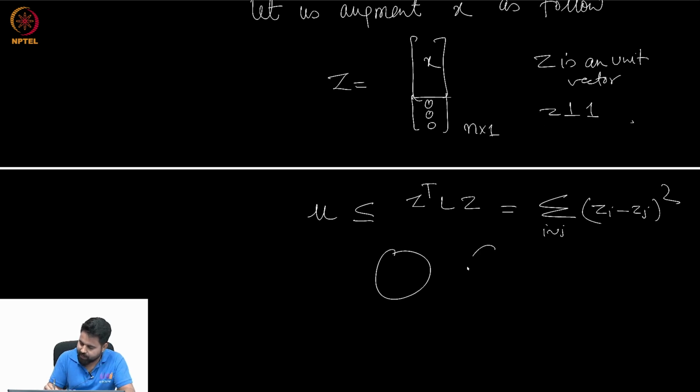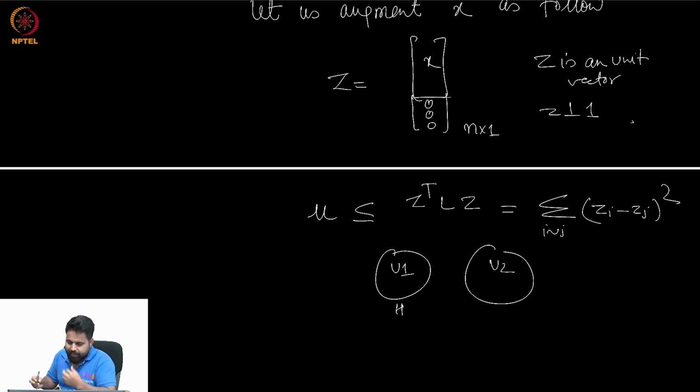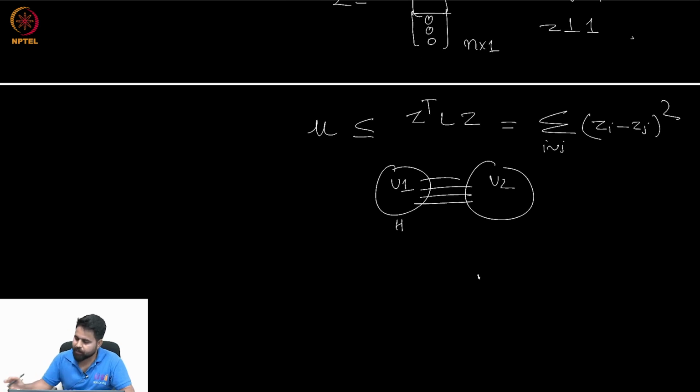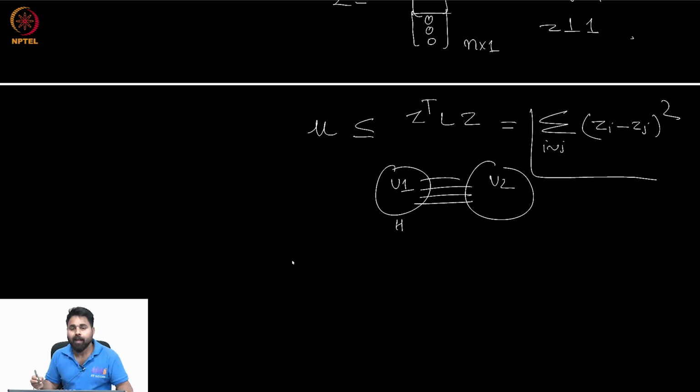So these are two vertex sets here, v1 and v2. This is actually nothing but the subgraph H, and then there are the edges. Let us see the terms here. Now break the sum into three parts. For any edge (i, j), let's consider these three cases.